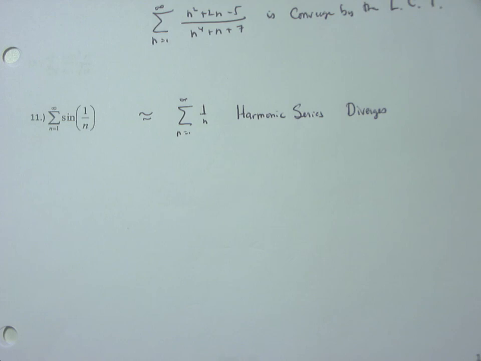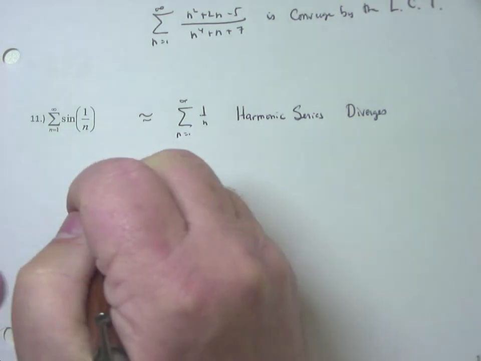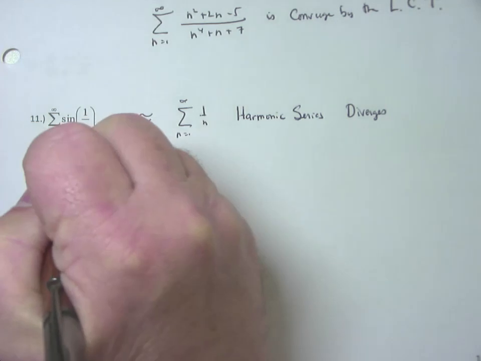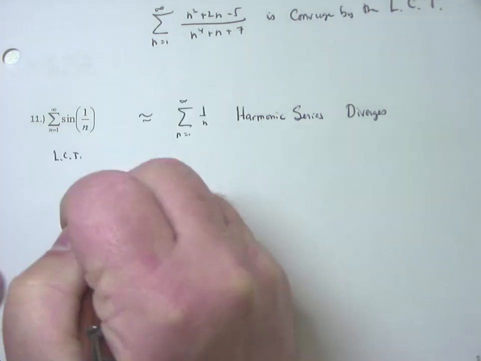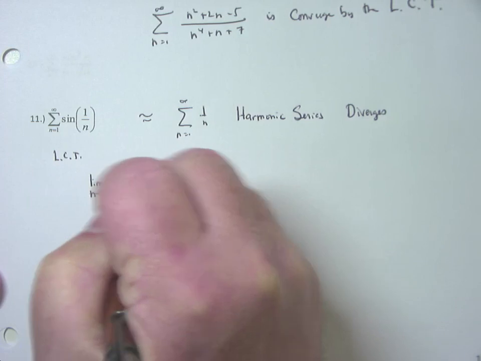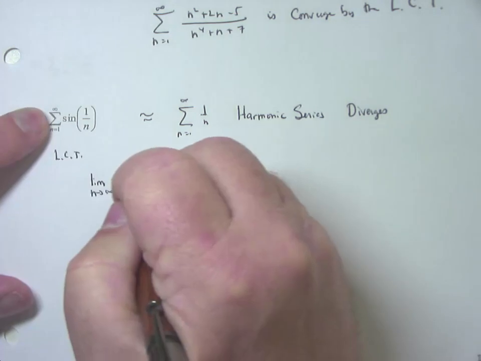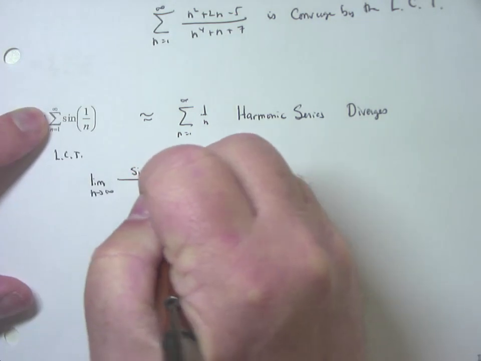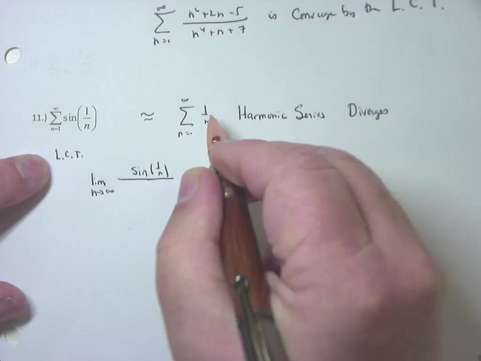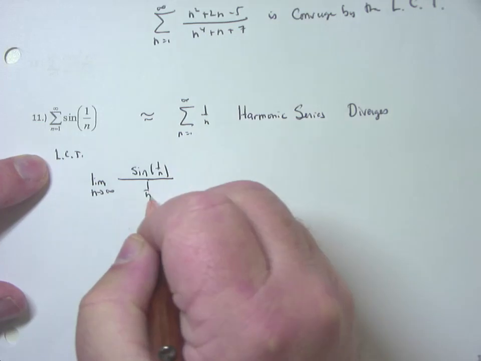So, now I'm doing the limit comparison test. So I'm going to set up my limit for the limit comparison test. So here's my LCT, the limit comparison test. I'm going to take the limit as n approaches infinity of the ratio of the unknown series sequence part, the sine of 1 over n, divided by the sequence part of the known series, which is 1 over n.